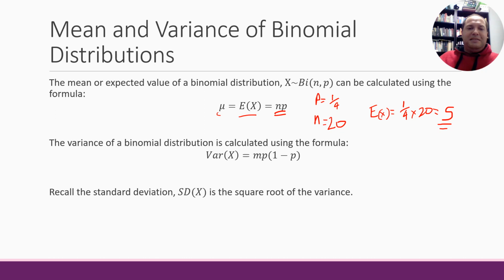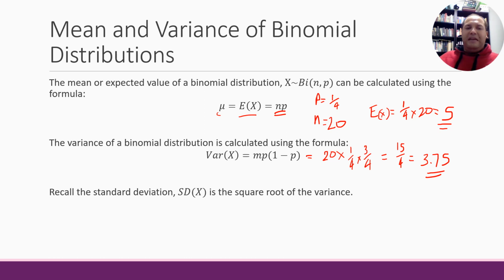Now the variance is going to be NP times 1 minus P. Remember, your variance just measures how spread out your data is, is what it's basically asking. So in this situation, the variance of our multiple choice quiz will be 20 times 1/4 times 3/4. We've just worked out that 1/4 of 20 is 5. 5 times 3 on 4 is 15 on 4, or 3.75. And that's a measure of how spread out my values and outcomes are.